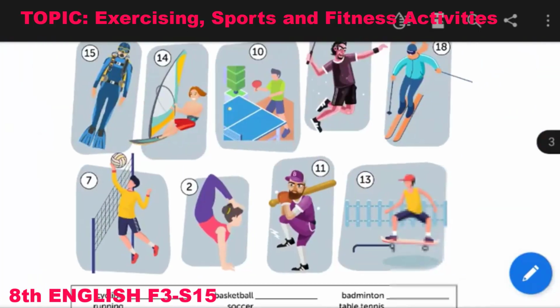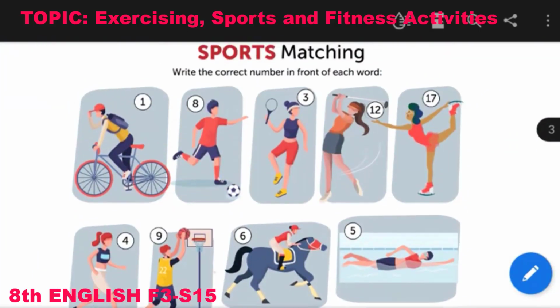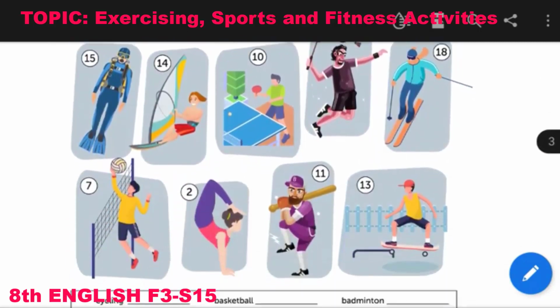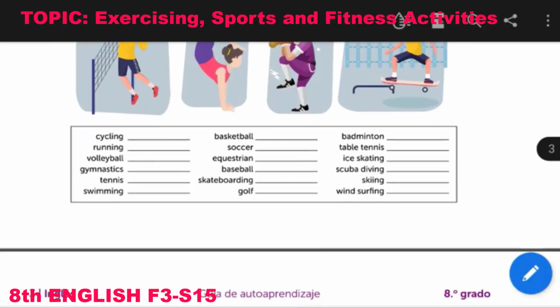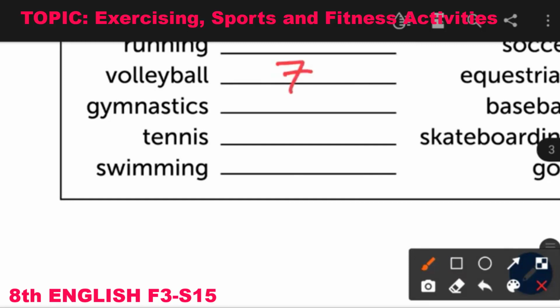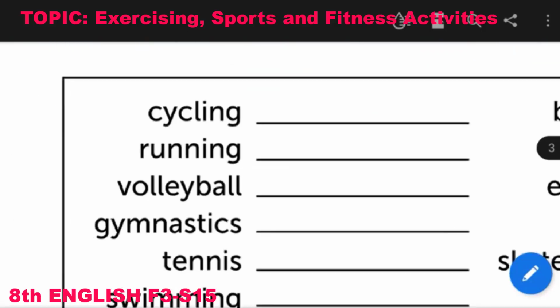Where do you see volleyball here? Where is volleyball? Do you see volleyball over here? There you go. Number 7 is volleyball. So you go to the chart and write number 7, volleyball. And so on. You continue with the rest, okay? Now let's try to practice the vocabulary.